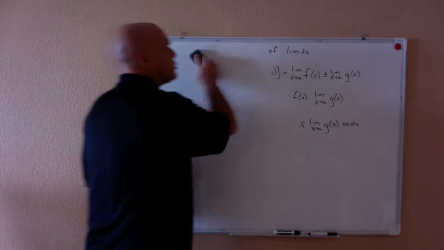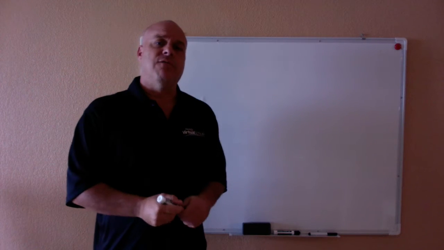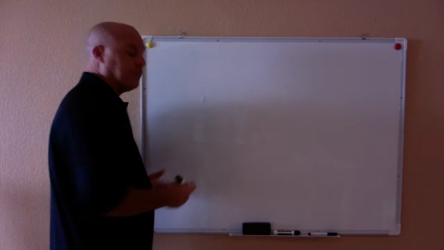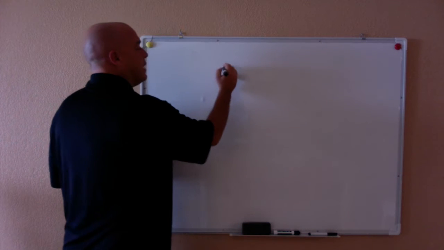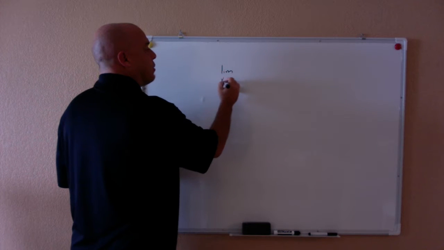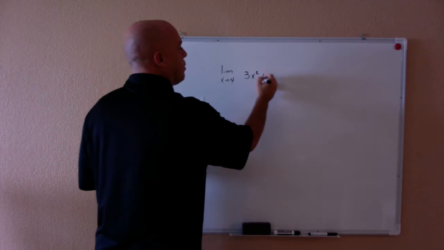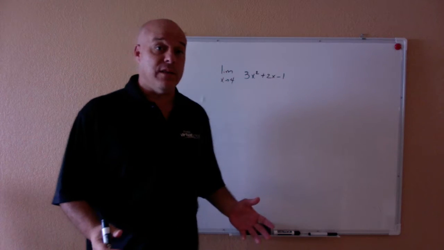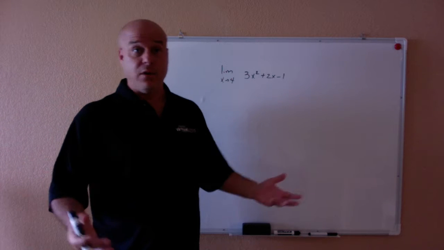So what we're going to do here is look at some simple problems to begin with, to see if we can find the limits for these things. When you're evaluating a limit algebraically, the first thing you always want to try is just plug in the value. So if I've got something like the limit as x approaches 4 of 3x squared plus 2x minus 1, the easiest way to evaluate this is to simply plug 4 into this function. If I get a value, there's my limit.